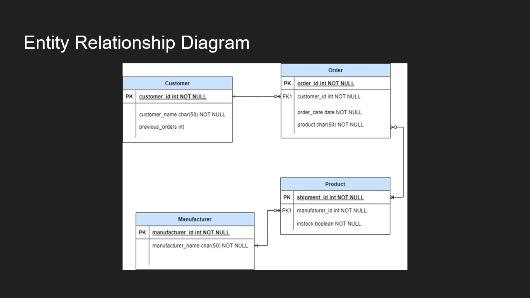A product will also have the product ID. It will also have a manufacturer ID and a Boolean if the product is in stock or not. And then a product can also have one manufacturer, whose primary key is manufacturer ID, and then we also have the manufacturer's name.